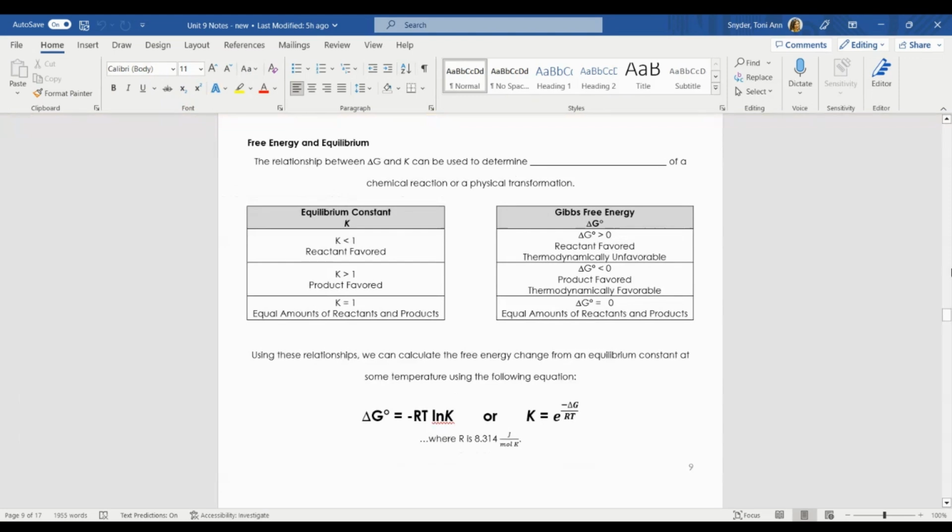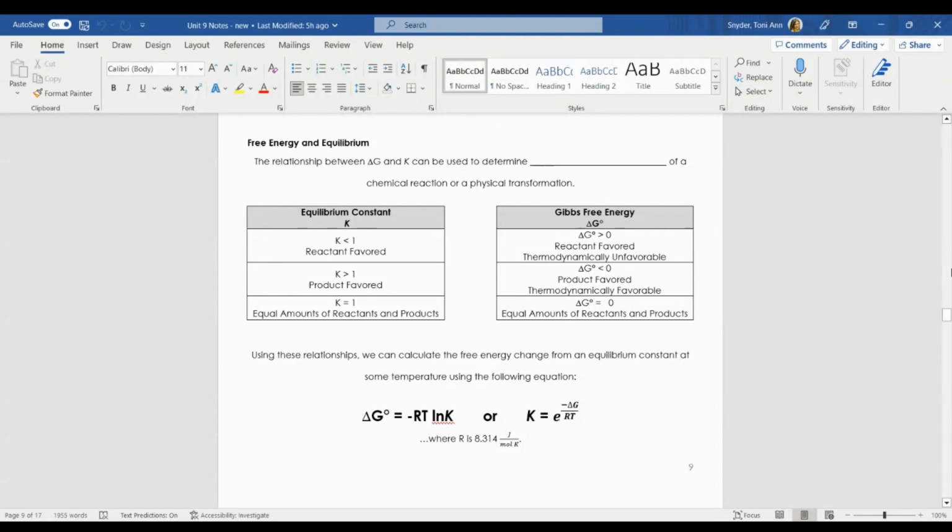Hello everybody and welcome to our next video in unit 9, which is going to be the relationship between free energy and equilibrium. So we talked about already how the Gibbs free energy tells us whether a reaction is thermodynamically favorable or not. And that's by looking at your value for delta H, and it's also by looking at your value for entropy. So, of course, an increasing entropy is favorable, and an exothermic reaction is also favorable. So that leads to a negative delta G.